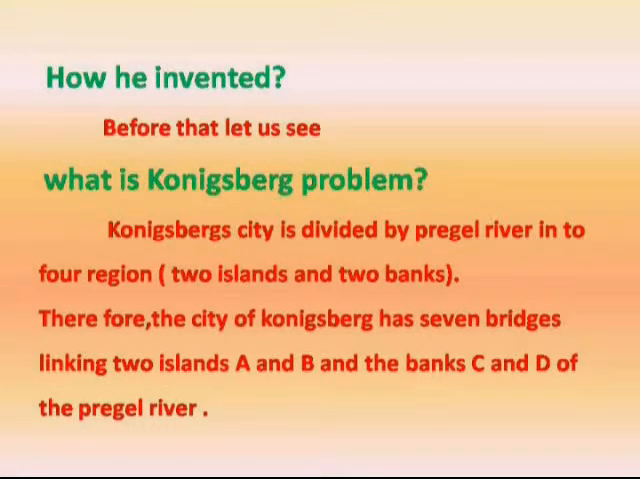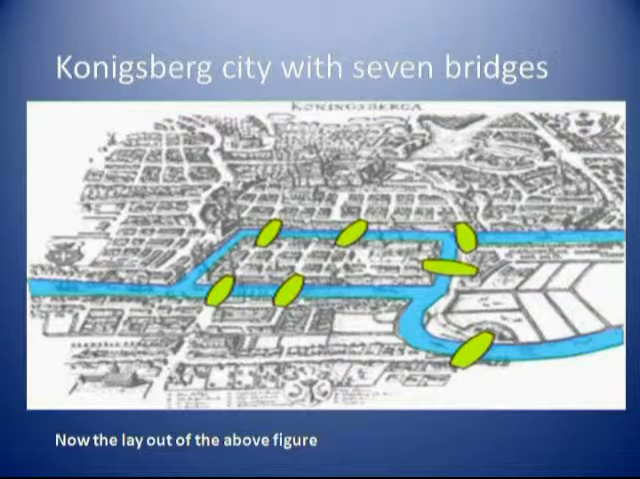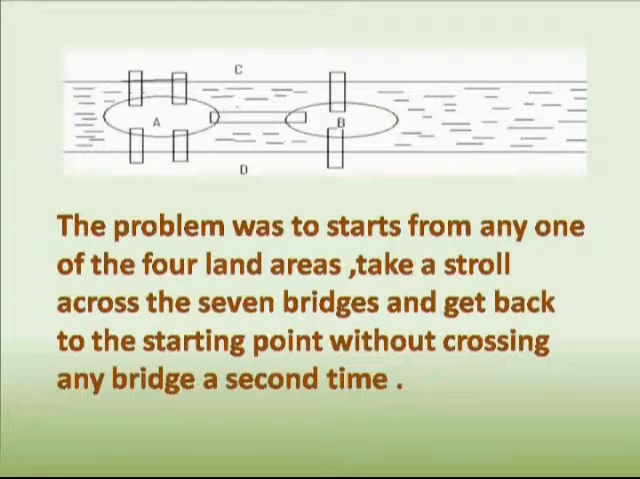What is the Konigsberg problem? Now, we have to see what the Konigsberg problem is. Konigsberg city is divided by the river into 4 regions. 2 regions are islands and 2 are banks. We denote the islands by A and B and the banks by C and D. The problem was to start from any one of the 4 land areas, take a stroll across the 7 bridges and get back to the starting point without crossing any bridge a second time.